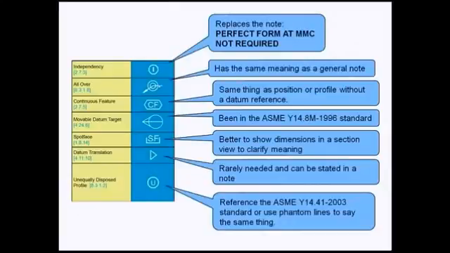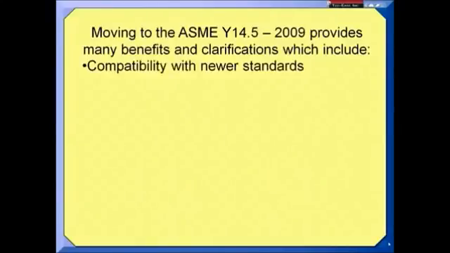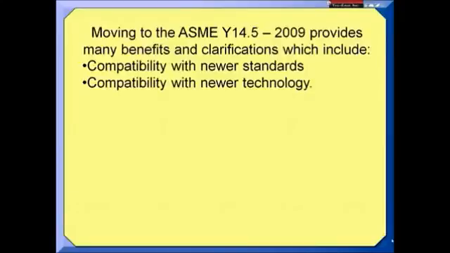So you can reference the Y14.5 standard or use the phantom lines to indicate unequal or unilateral tolerance as we did in 1994. By moving to the 2009 revision, many benefits and clarifications can be realized. There's compatibility with the standards that have been released since the 1994 standard was printed. And the new revision reflects many of the changes that we have seen in our coordinate measuring machine and vision system software. There's clarification of size depending on the function and application.